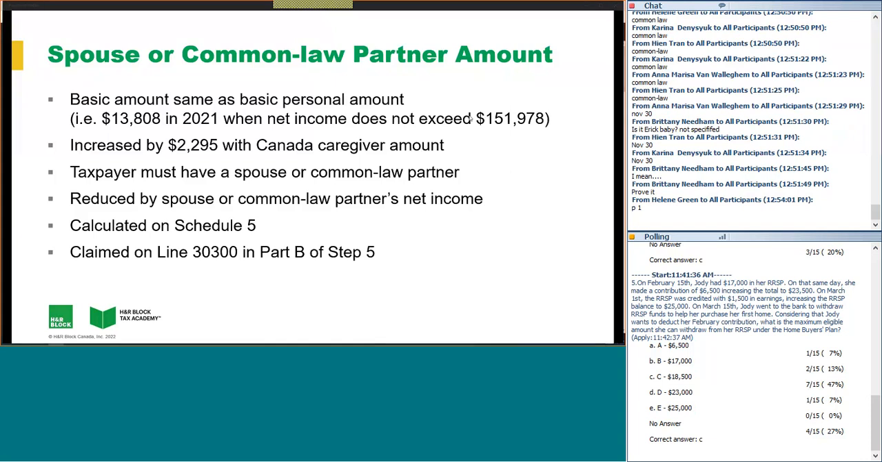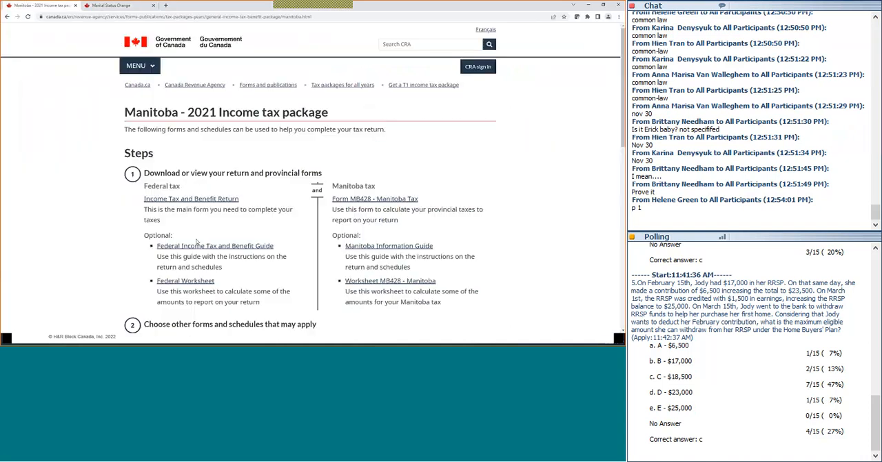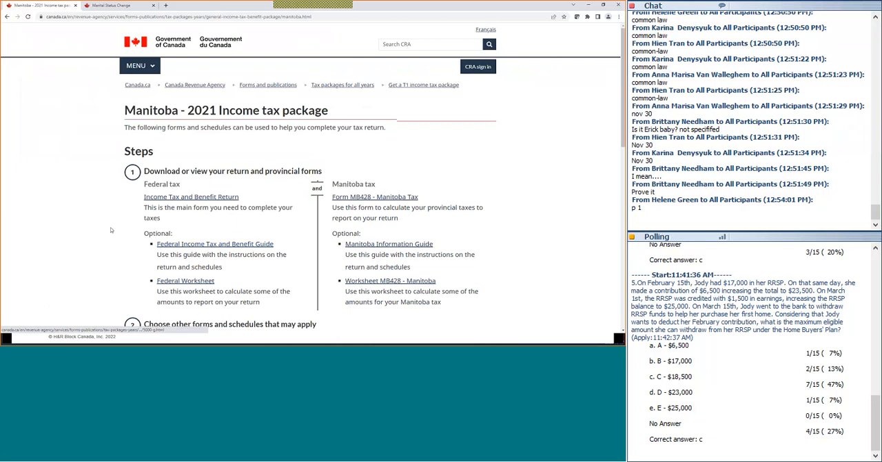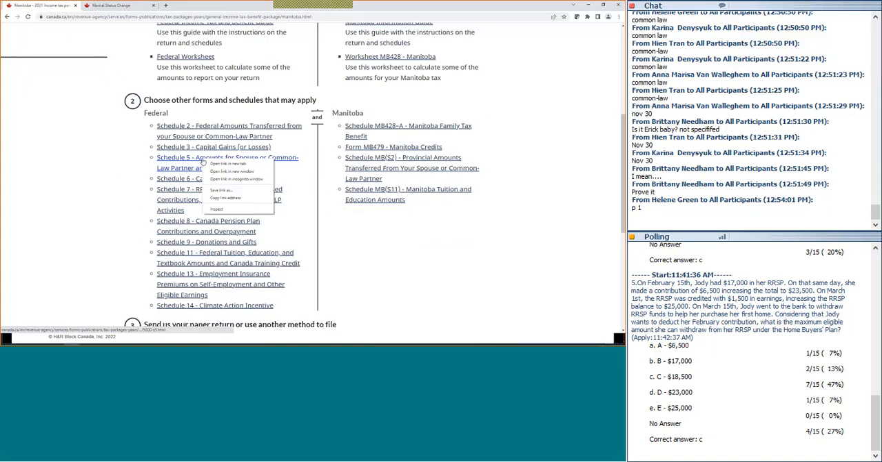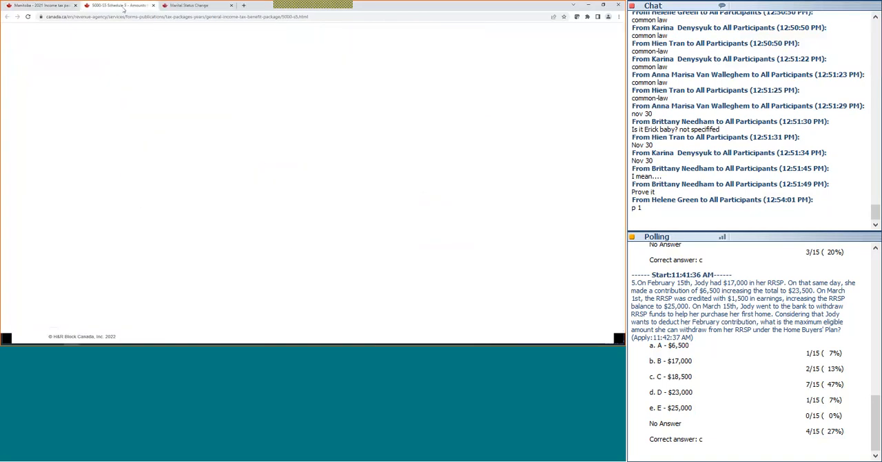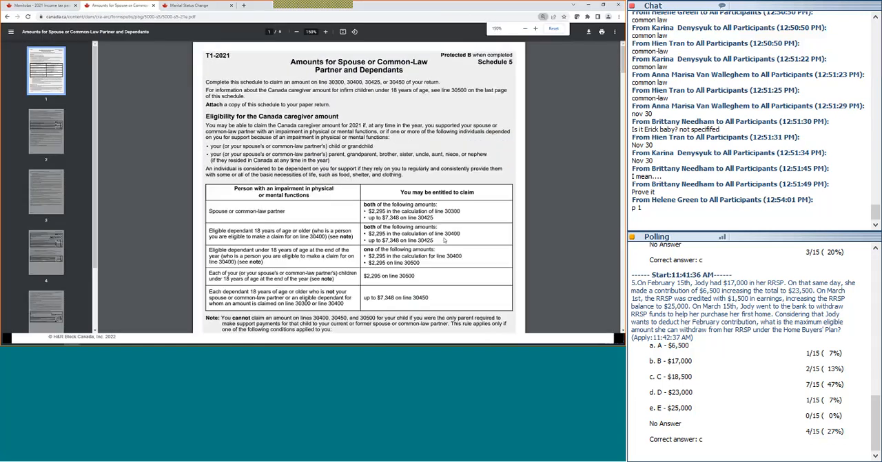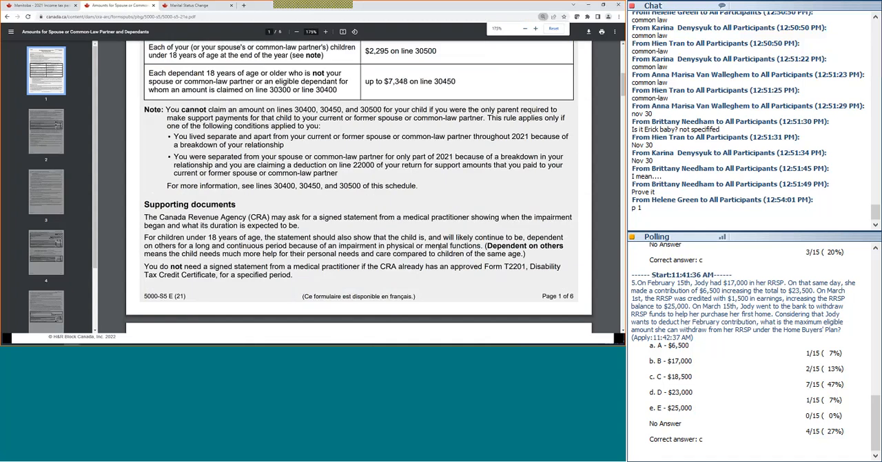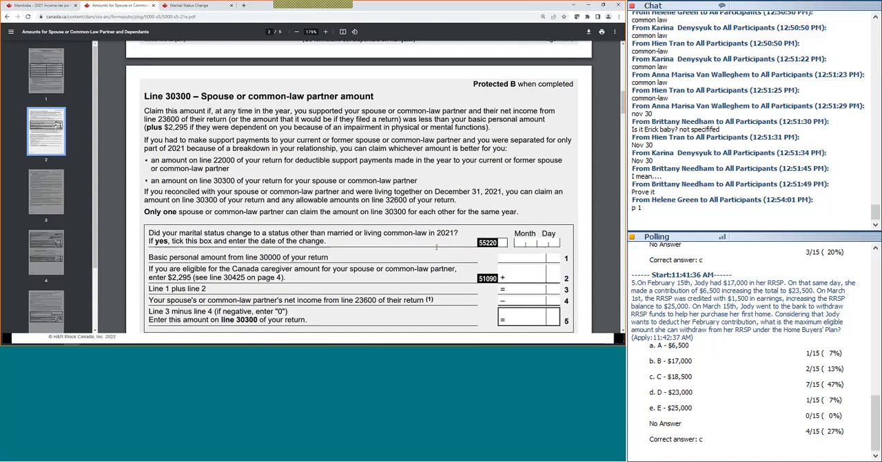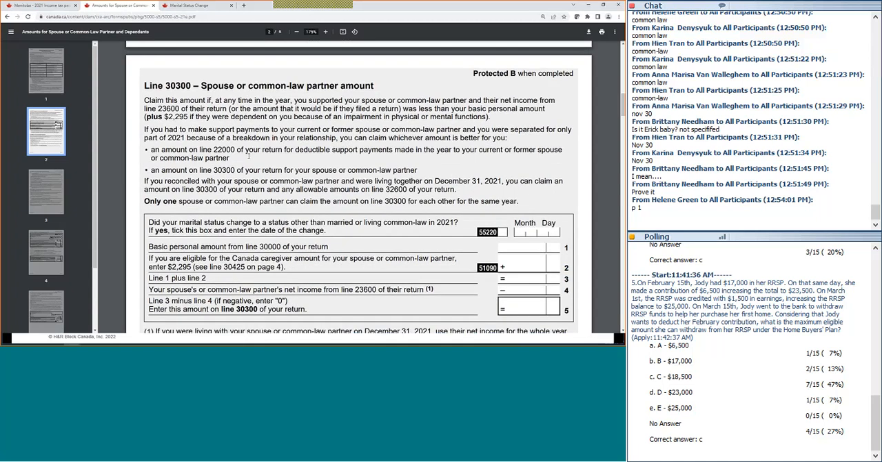We do need a Schedule 5. So I want to make sure you've looked at a Schedule 5. I'm going to pull one up as well, if I can find it. Schedule 5, like the rest of the schedules, is here on the left side. Lots of things go on a Schedule 5, but the first line that comes up on a Schedule 5 is for line 30300, which is the spouse or common law partner amount.